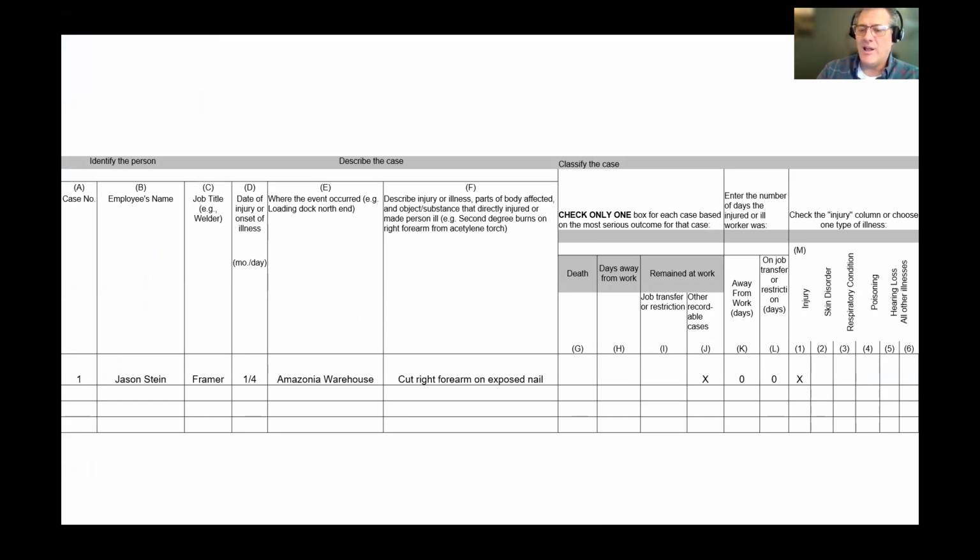So I know I can't classify that at H. I know I don't classify that in I. So I put an X in J, zeros in K and L. Again, by default, I can't have numbers if I'm going to classify the case in column J. And it's an injury. And you see all the other stuff there on the left side, very basic. I didn't put down claim number, but here again, I would put down the claim number. Jason Stein, framer, January 4th, Amazonia warehouse, cut right arm on exposed nail. Okay. Any questions on how I filled that out?